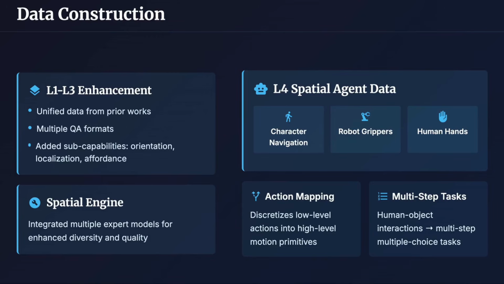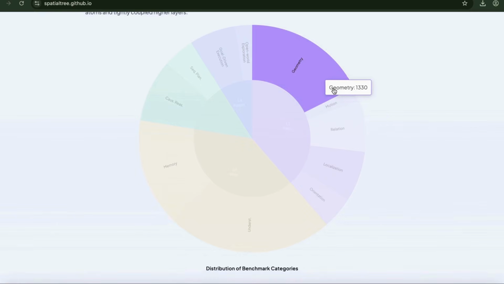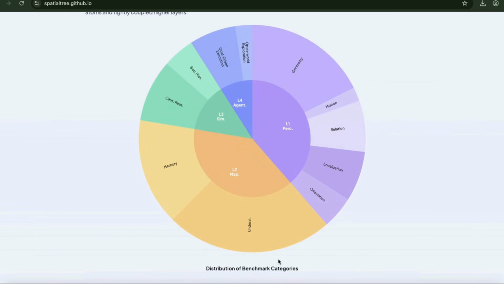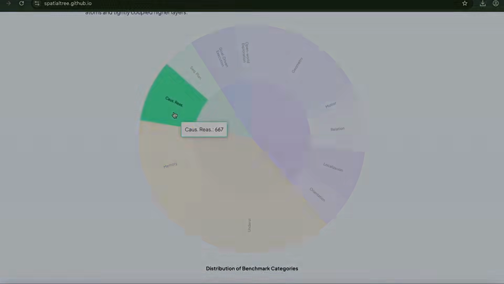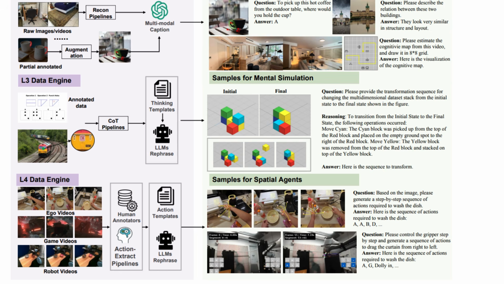For levels 1 to 3, the team unified prior datasets, but they didn't stop there. They enhanced the data with multiple QA formats and added new skills like orientation, localization, and affordance understanding. Level 4 was the hardest. Because agentic data barely existed, they curated it from scratch across navigation, robot grippers, and human hands. Actions were simplified into high-level motion primitives, making complex spatial behavior usable for language models.